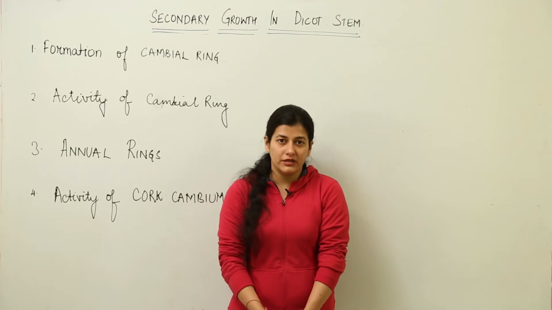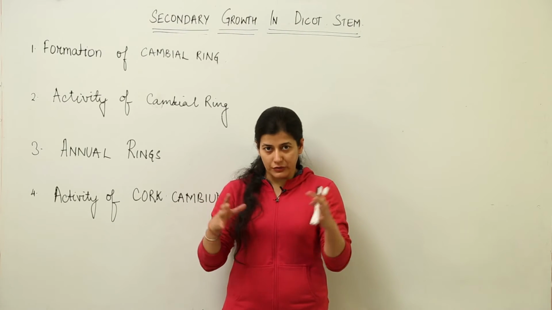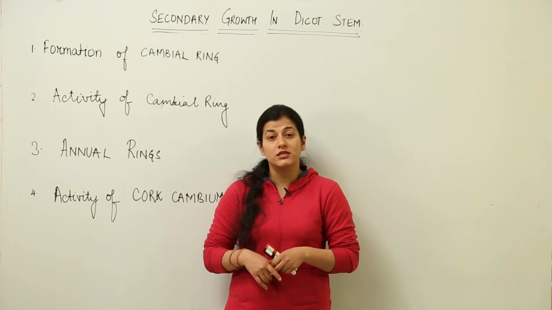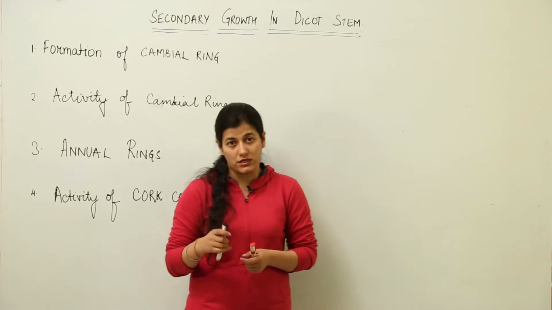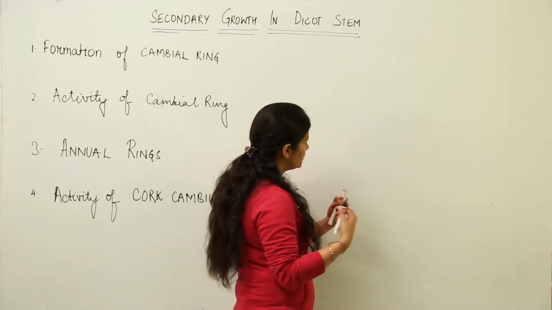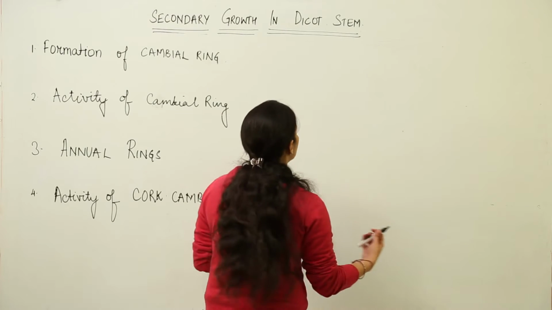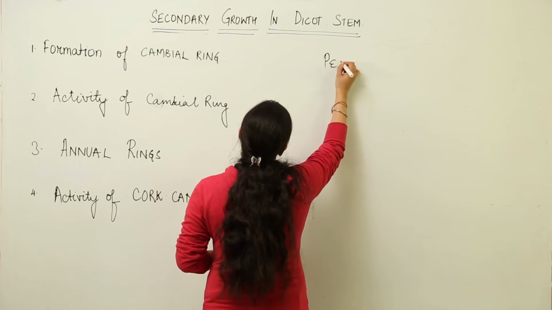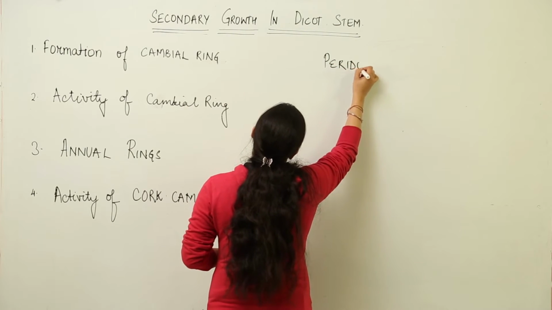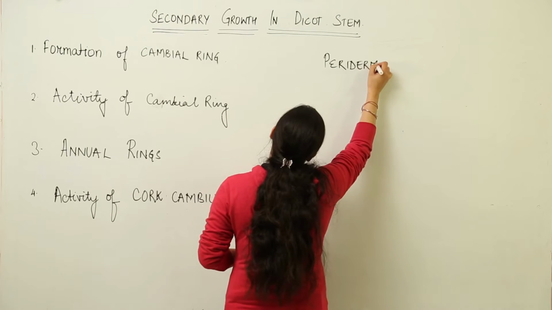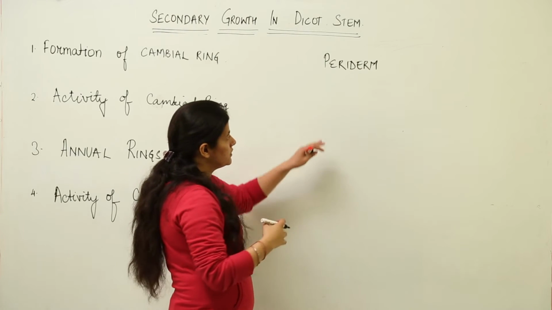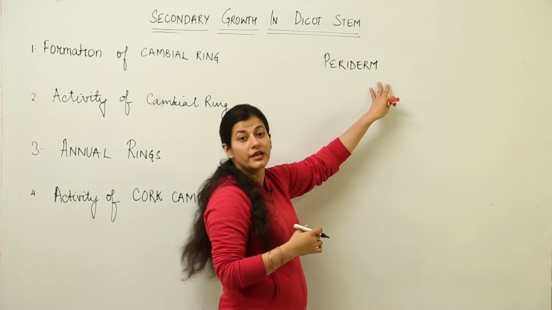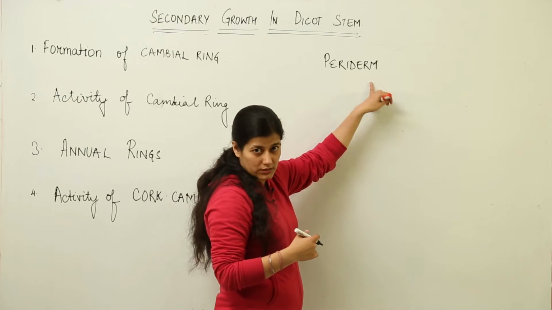Now we are coming to the last step in secondary growth, and when we come to this last step, we have one term that is new and we need to understand it in detail, its composition, how it is formed. The term is periderm. Alright. As you can make it out, it is something related to layers because the word derm is here.